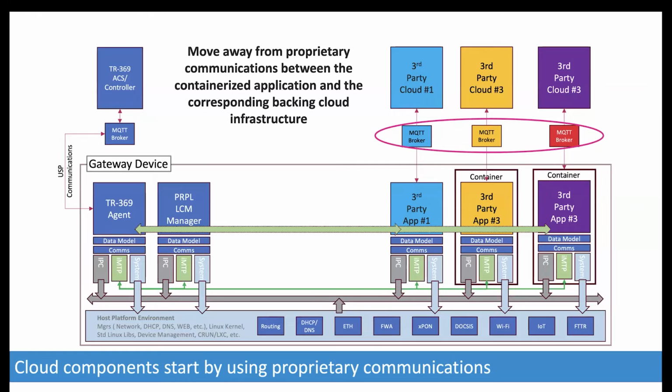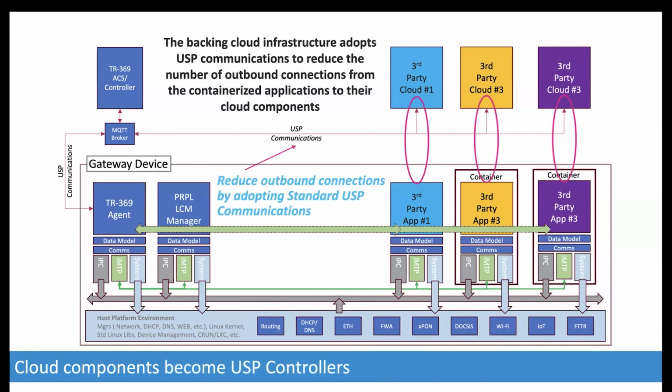So the goal would be to take those away and turn the cloud portion of the application into USP controllers, because the applications are already exposing their data models via the USP agent, the broker. You could potentially even use a single MQTT broker or something of that nature to limit it to one single connection out of the device instead of multiple connections.